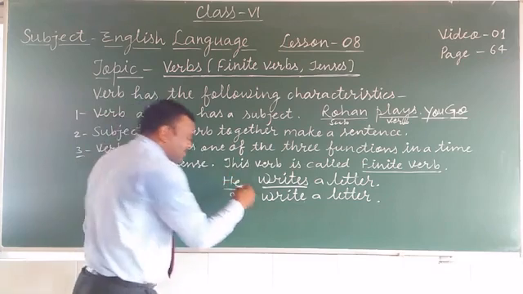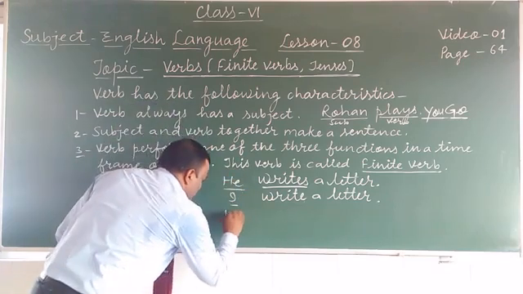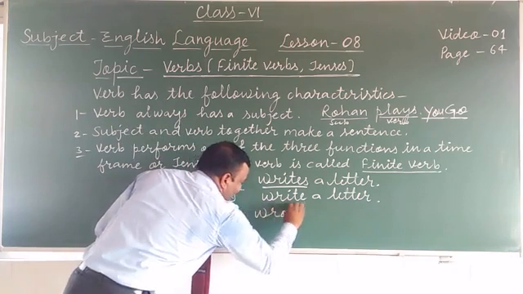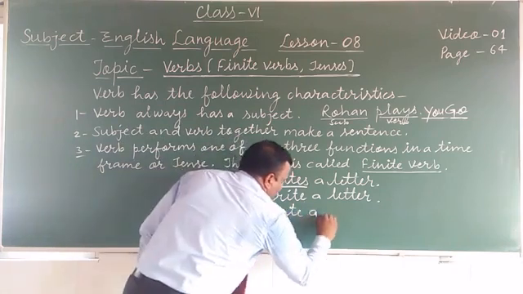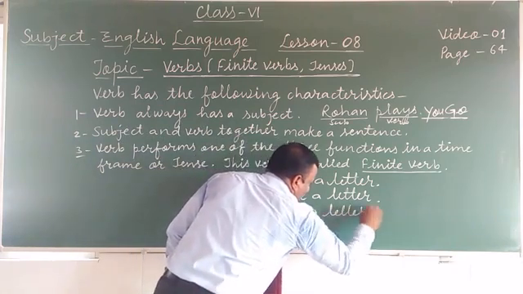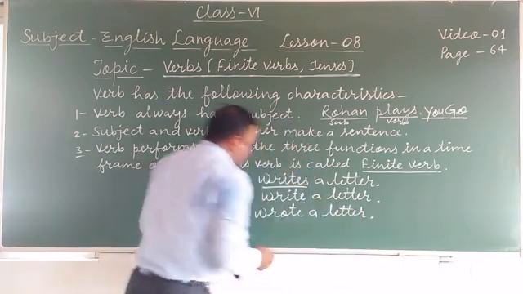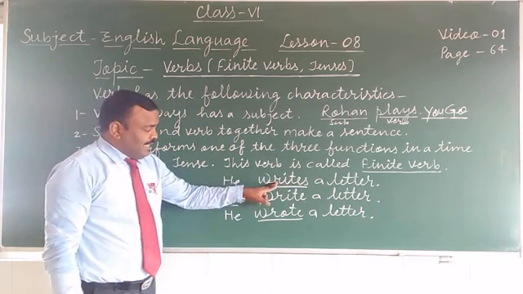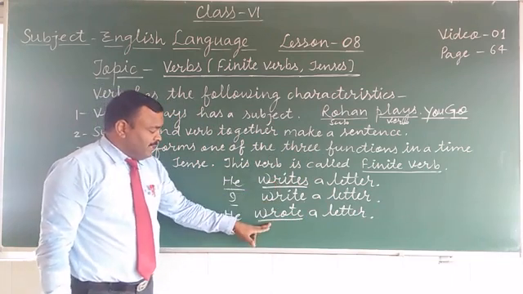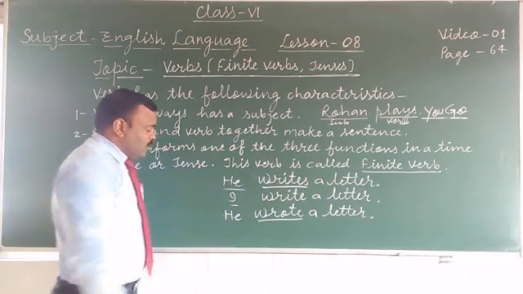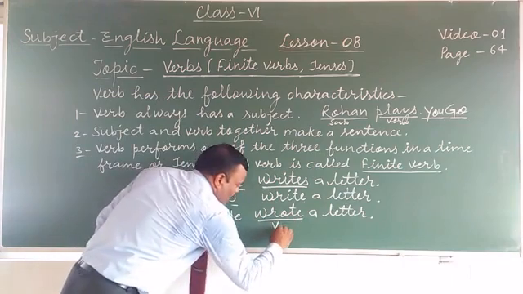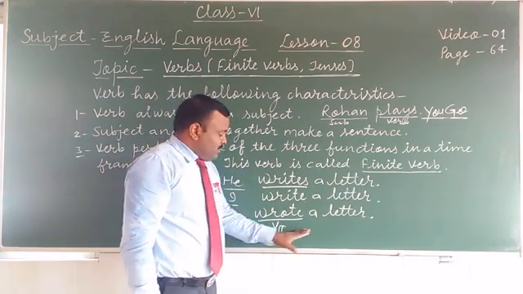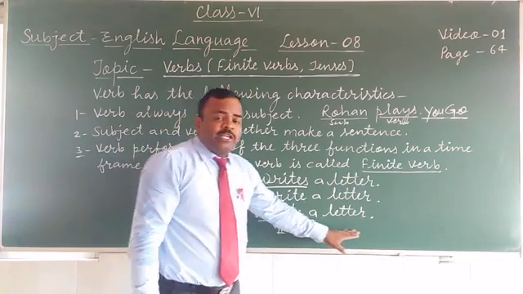And now change the tense. He wrote a letter. Okay? So he wrote a letter. Now in place of write, we have written wrote. Wrote is the second form of the verb. And it shows past indefinite tense.